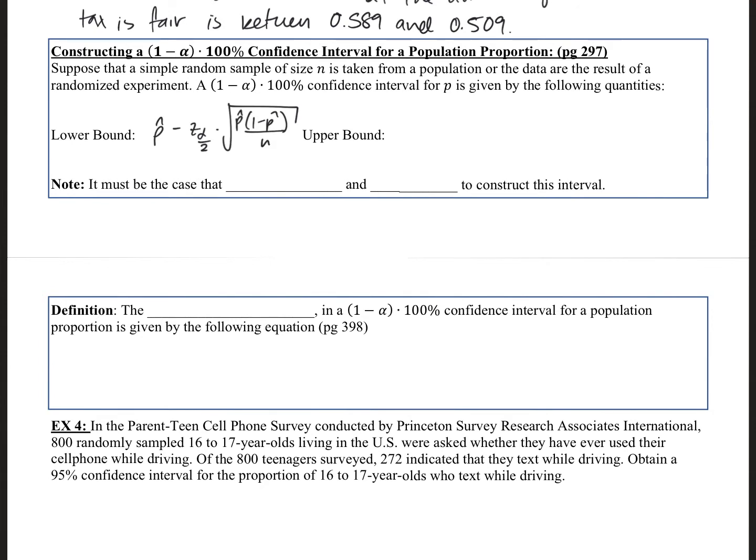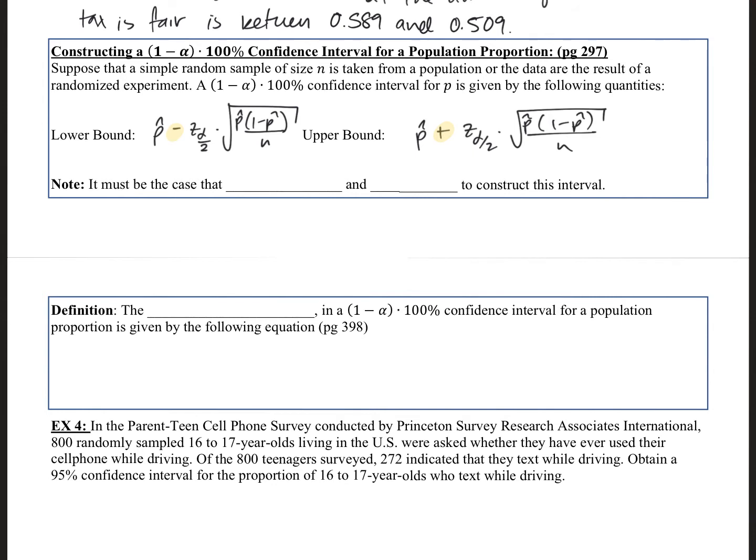Kind of looks like what we've been working with before. And then p hat plus z alpha divided by 2 times the square root of p hat times 1 minus p hat divided by n. So once again, the only real difference between these two are the minus and plus signs. As usual, lower bound always has the minus, upper bound always has the plus.